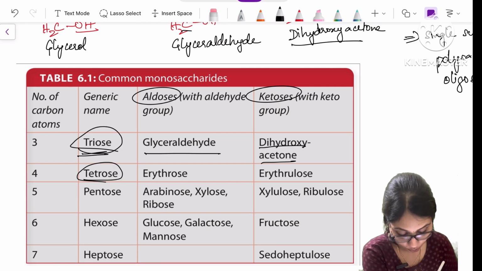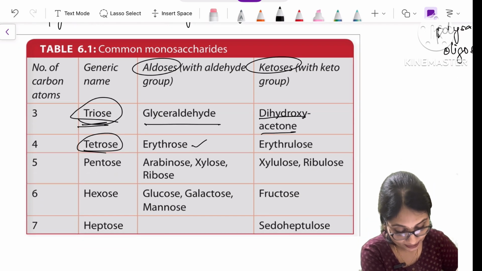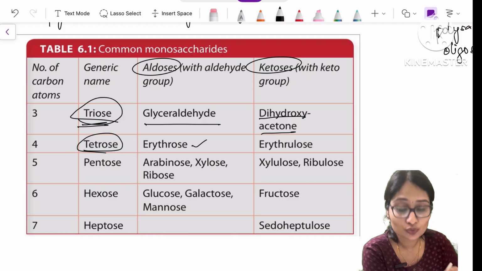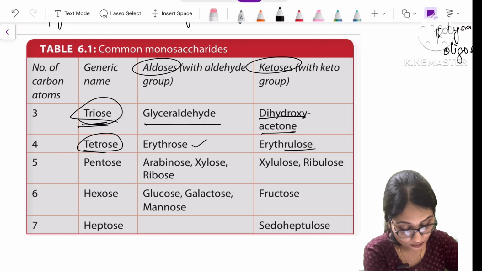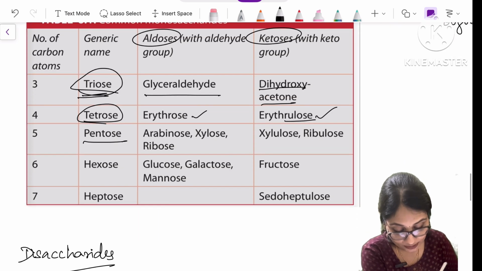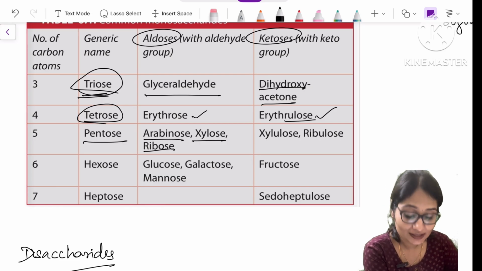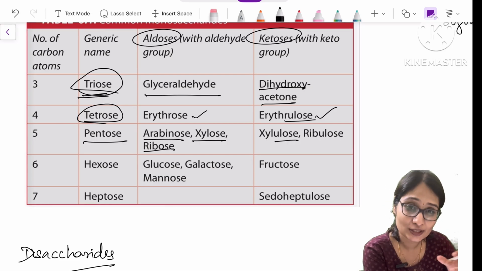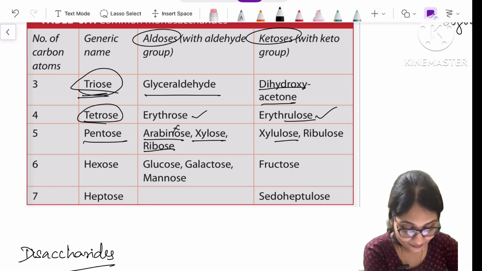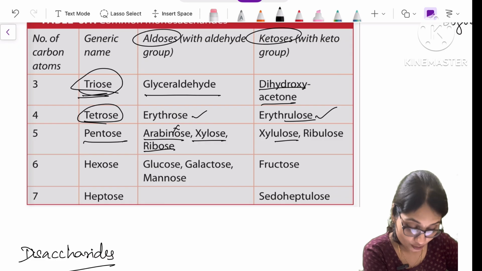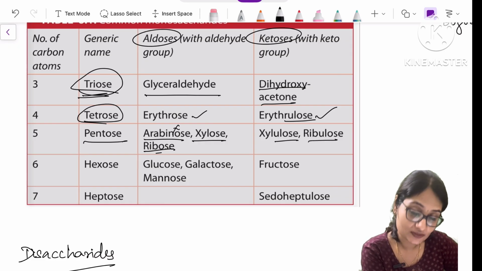Now let's move on to tetrose, which means there are 4 carbon units. The aldo derivative is called erythrose, and for the keto derivative you just add the suffix ulose, so it's called erythrulose. Pentose is when we have 5 carbon groups, the examples being arabinose, xylose and ribose. You just keep adding the suffix ulose. Arabinose does not have a keto derivative, whereas for xylose the keto derivative is xylulose, and for ribose it is ribulose.